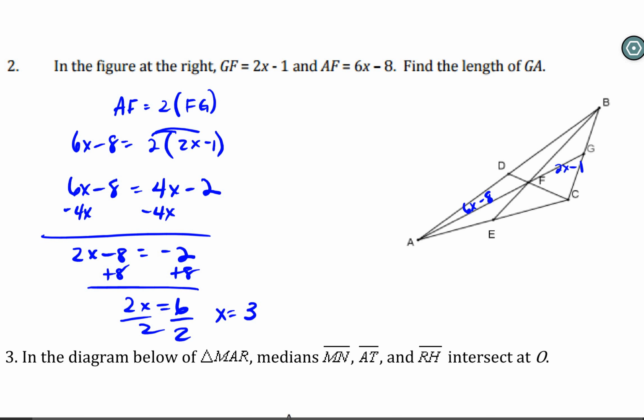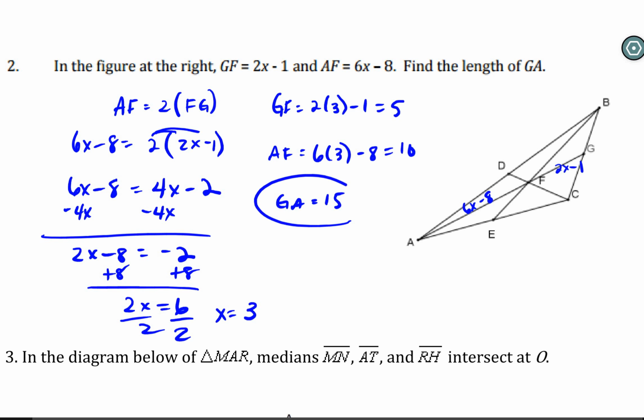They want us to find the length of GA. So if I want to find the length of GA, if I plug in x to both GF and AF, in total, that's going to give me GA. So GF is going to be 2 times 3 minus 1, which gives me 5. AF is going to give us 6 times 3 minus 8, which gives us 10. So in total, GA is going to be 15.